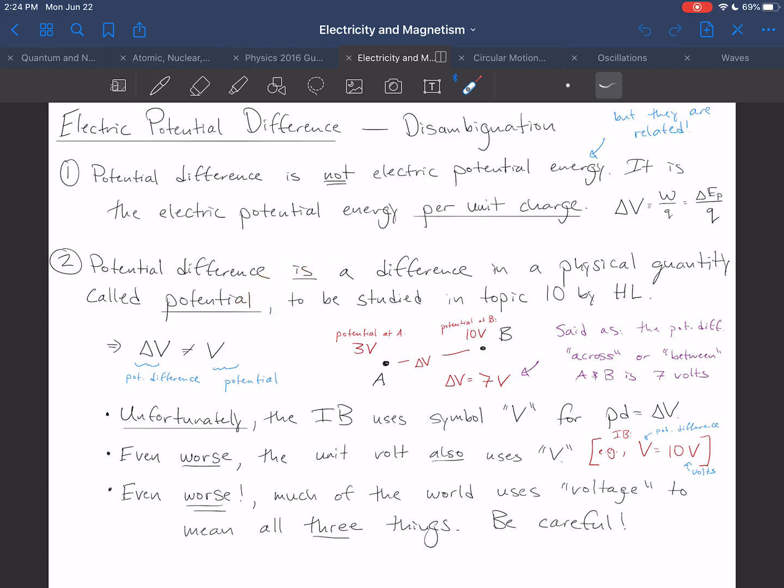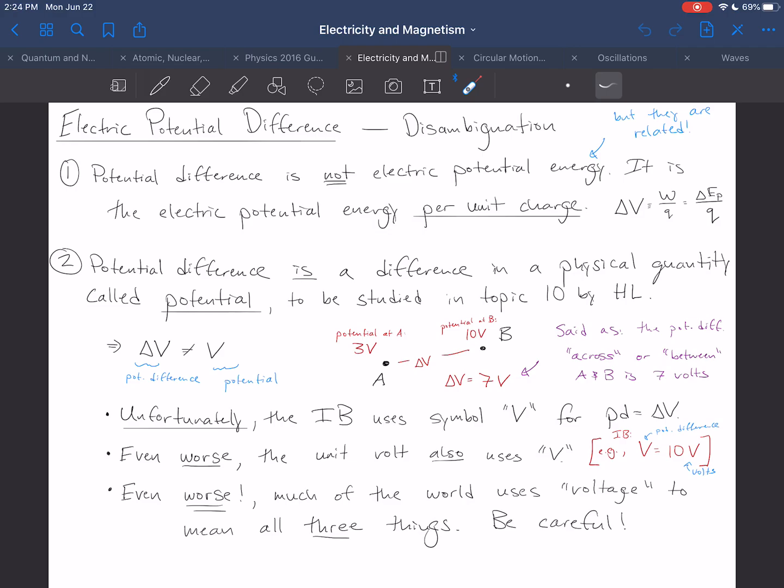But in recognition of that, sort of presaging that, I just want to point out that that's part of why I'm always going to use, or try to always use, delta V when there's a potential difference rather than just using V, because V means potential and delta V means potential difference.